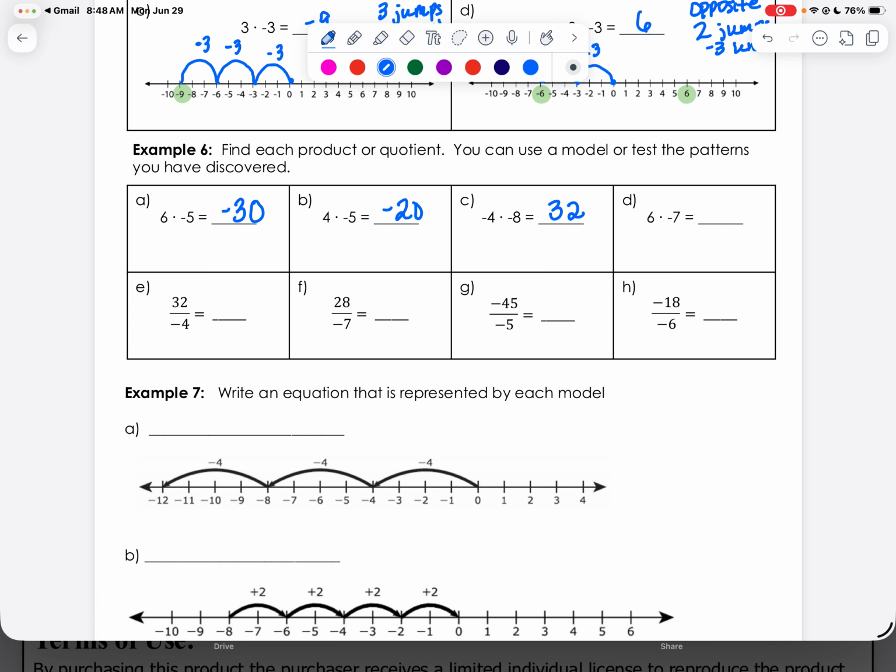Problem D, the signs are different, so I know my answer is going to be negative. In problem E, the signs are different, so I know my answer is negative. In problem F, the signs were different, so my answer is negative. In problem G, the signs were the same, so I know my answer is positive. And in problem H, the signs were the same, so I know my answer is positive. Please take a moment to correct any problems that you might have gotten incorrect.